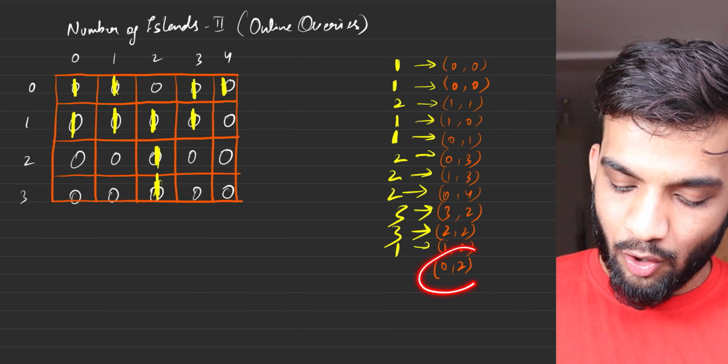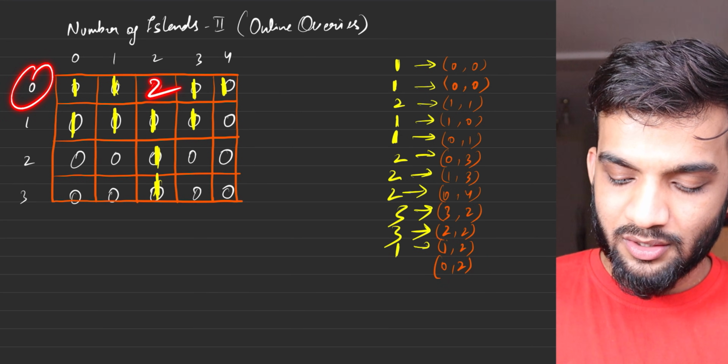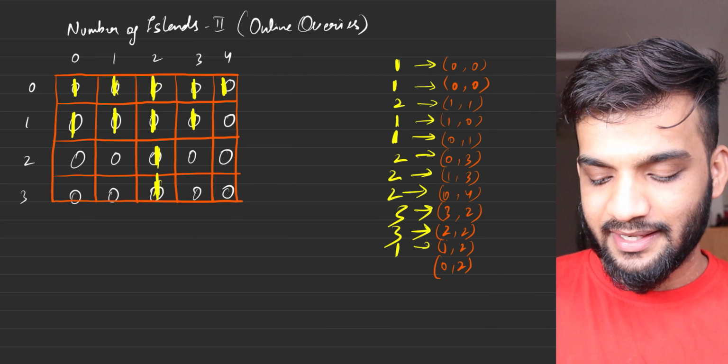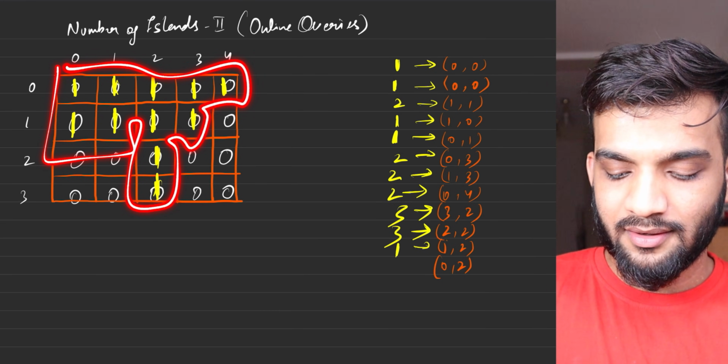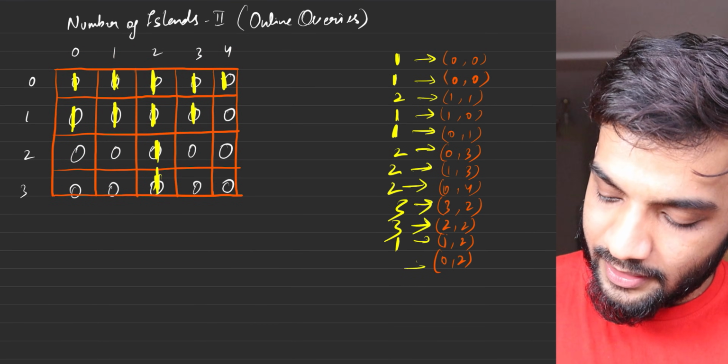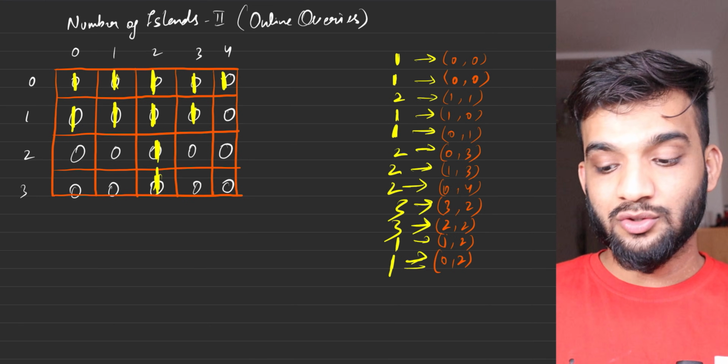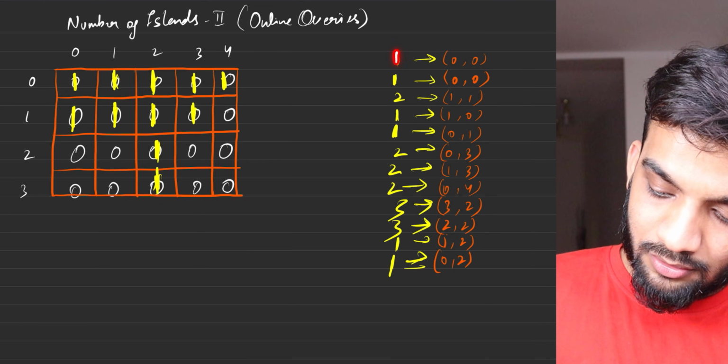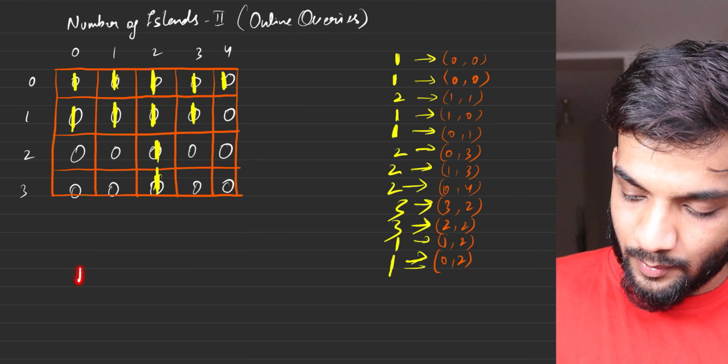Next, we have at 0, 2. Where's 0, 2? Here. Even if you place it here, it still stays as a single thing. So ultimately, you need to return after first query. Answer is 1, 1, 2, 1, 1.